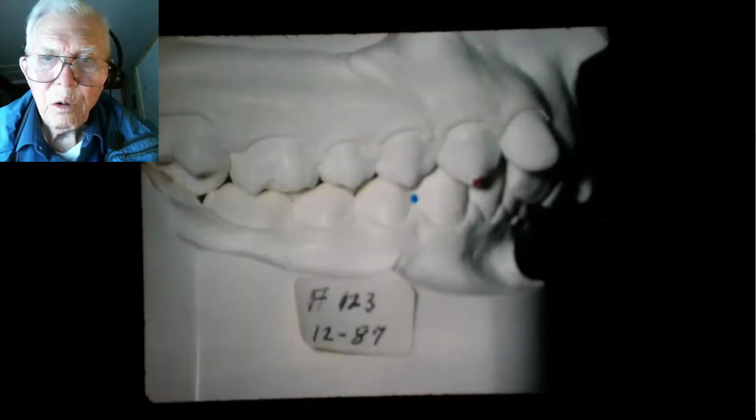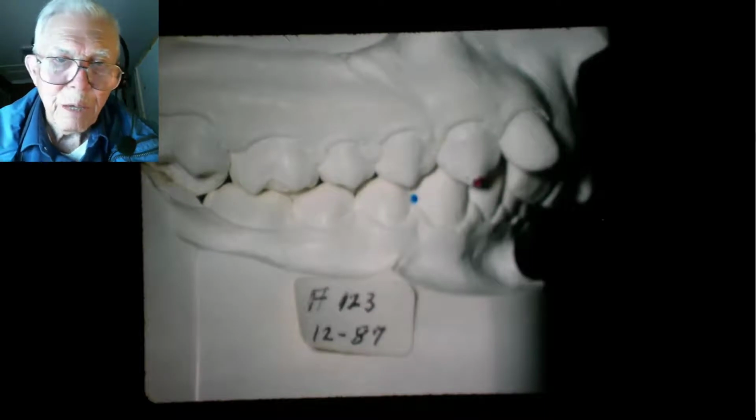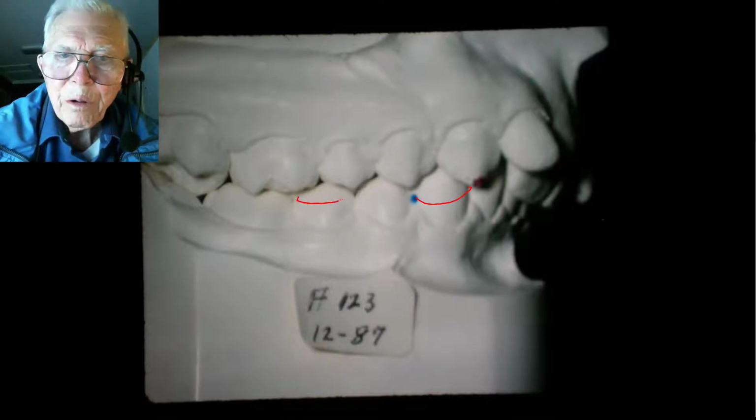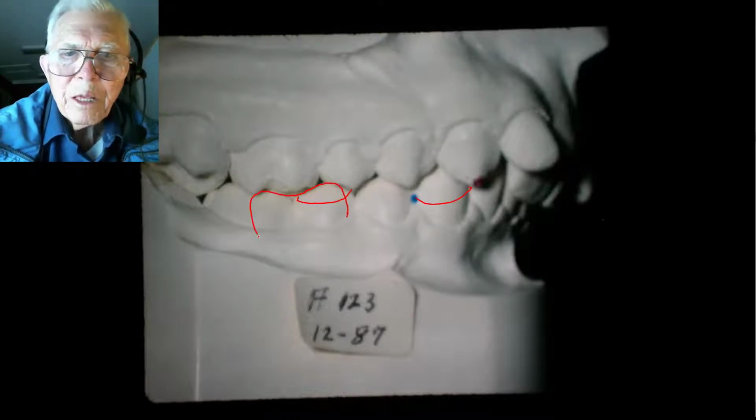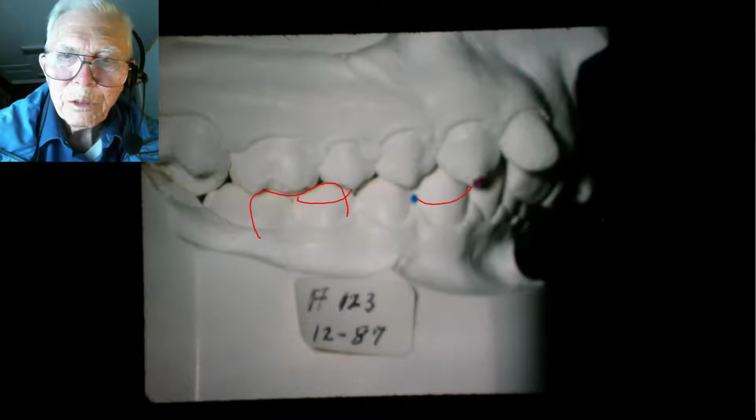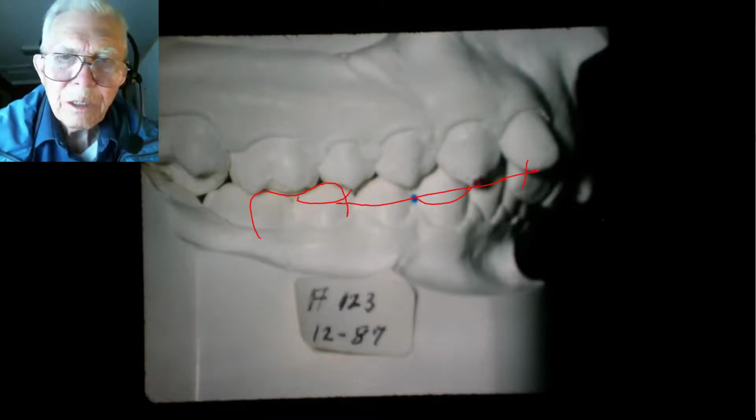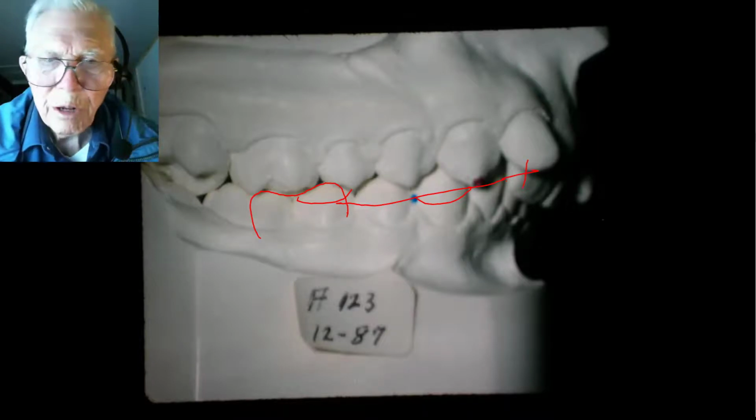Okay, let's go now to the other side of the mouth the same way. See this? This tooth right here ought to be out here. This spot right here ought to be out here. In other words, this molar here should be closing like that. And the jaw is trapped back because it can't go forward against those teeth right there.